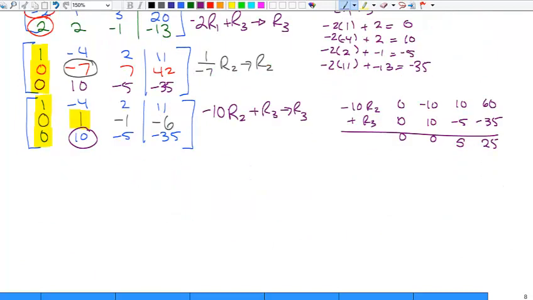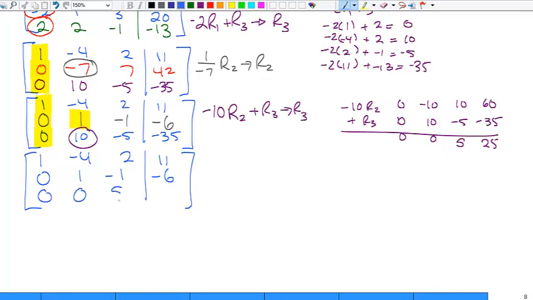So on my next matrix, I have 1, negative 4, 2, 11, 0, 1, negative 1, negative 6. Those don't change. And then I have 0, 0, 5, and 25 for my last row. Now, if I do my progress report, I have a 1 in the upper left, 2 zeros below it. I have a 1 down the diagonal and a 0 below it. So the last thing that I'm working on is to get this 5 to become a 1.